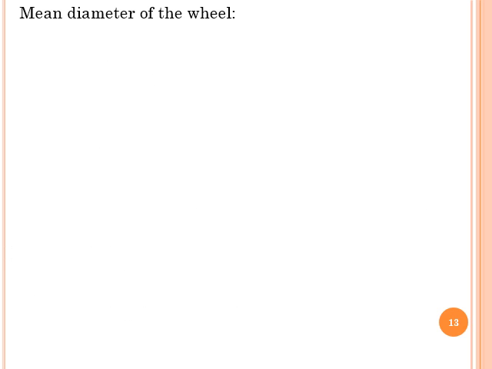Next, the mean diameter of the wheel. The mean diameter of the wheel is calculated using the jet ratio relation. The jet ratio is given, that is capital D to small d, the diameter of the wheel to the diameter of the jet, is equal to 12. We know the value of the diameter of the jet, and for that reason the diameter of the wheel, capital D, is equal to 4.05 meter.